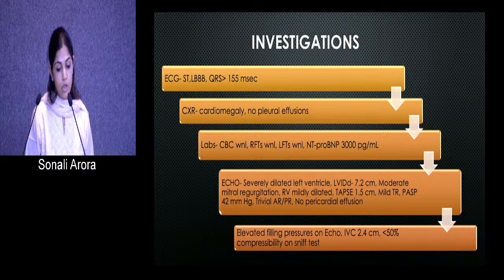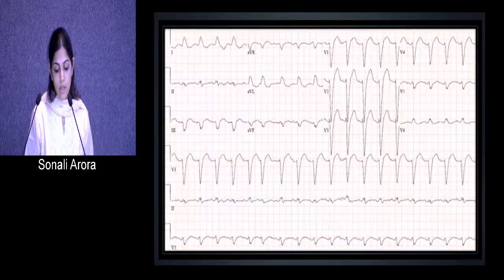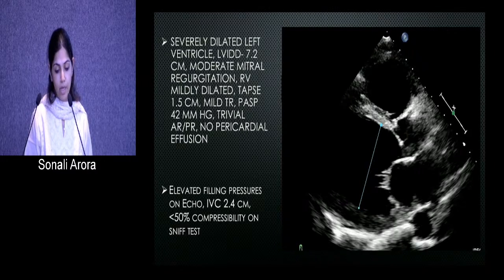Cardiomegaly on X-ray, no pleural effusions. CBC, RFT, LFTs were okay. NT-proBNP was 3000. This is our ECG, and this is our echocardiogram. Severely dilated left ventricle, LVIDD of 7.2, moderate MR, RV mildly dilated, TAPSE of 1.5, mild TR, PASP of 42, trivial AR and PR, no pericardial effusion.